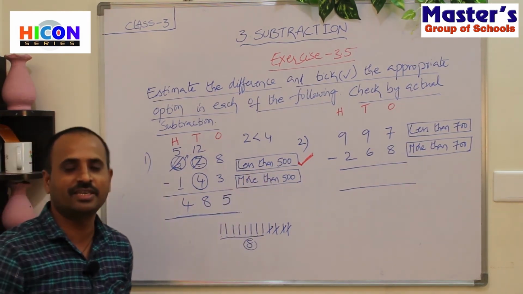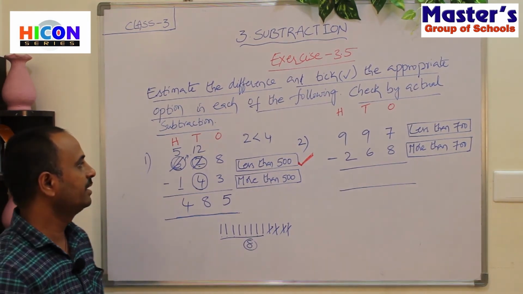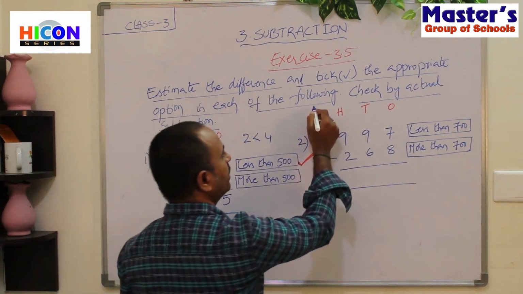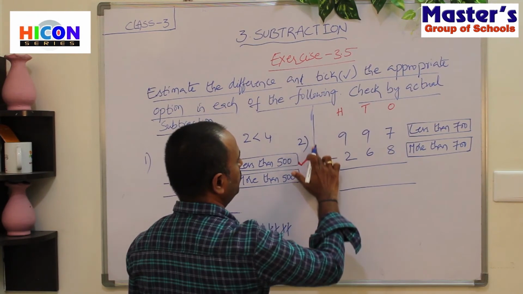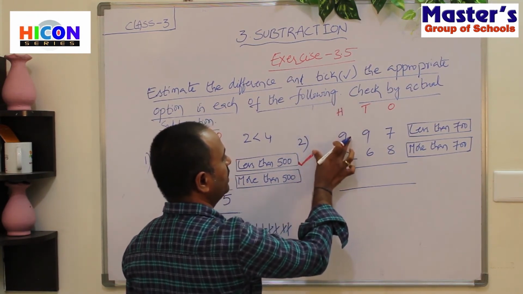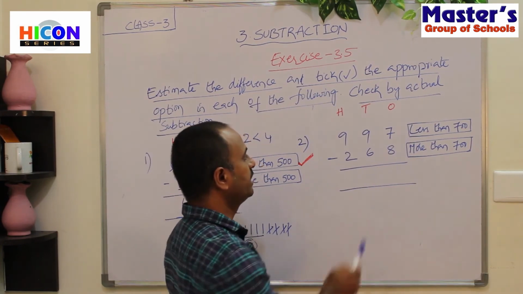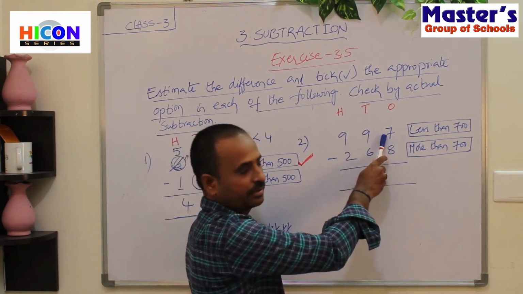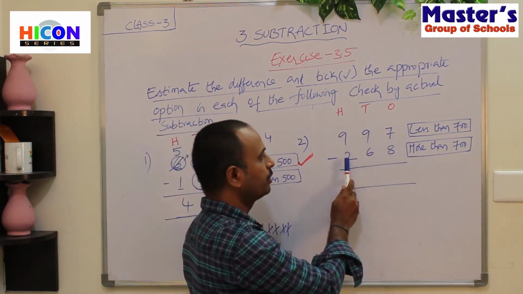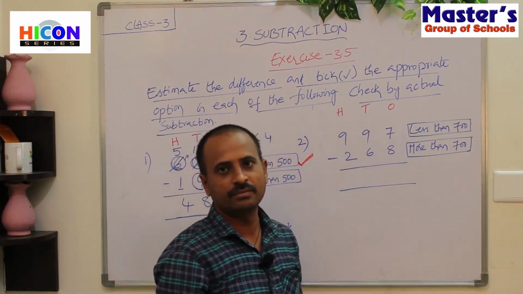In this way, we can do the second problem. So what is the second problem here? They have given 2 numbers in this problem. That is 997, and the second number is 268.